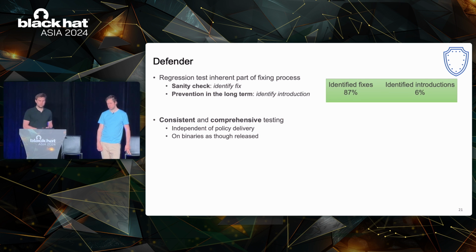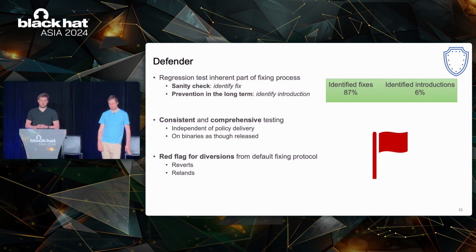As Tom already mentioned, it's really important that test binaries should represent the release binaries as much as possible. And also, the tests should be independent of policy delivery, whether it's delivered through a meta tag or through the header. And then, as also mentioned for the attacker, there are the red flags, so diversions from the default fixing protocol should be indicated as a red flag. And here I'm talking about reverts and re-lands, for example.